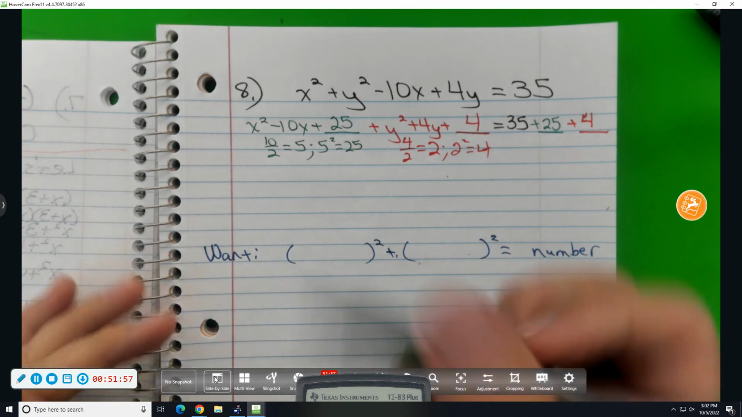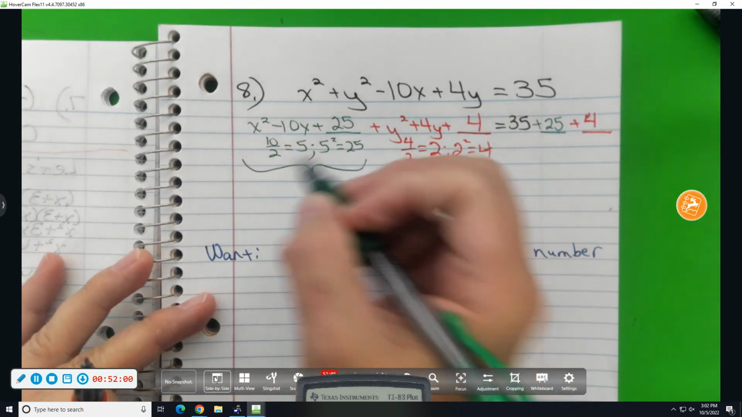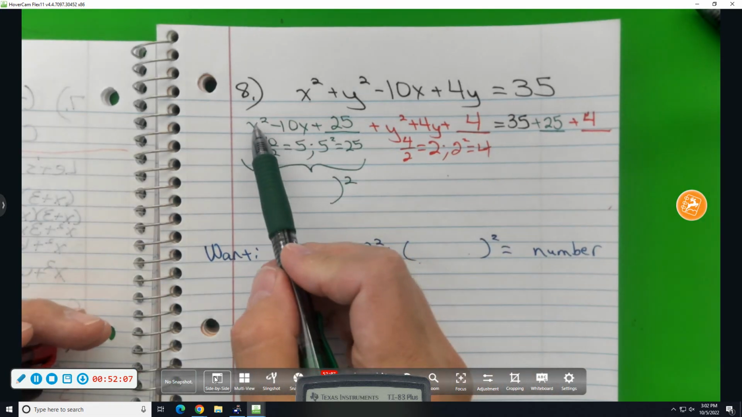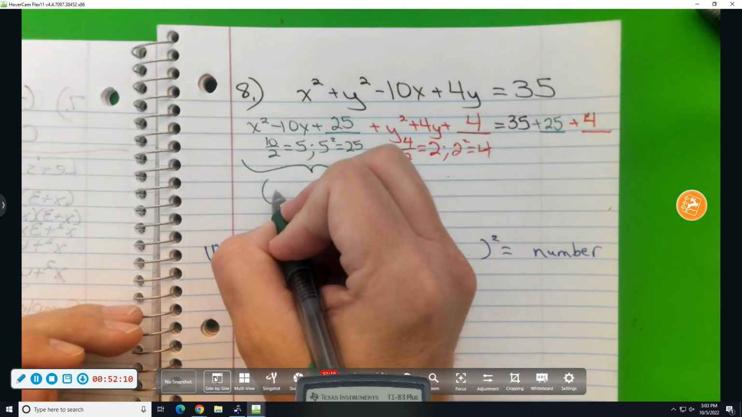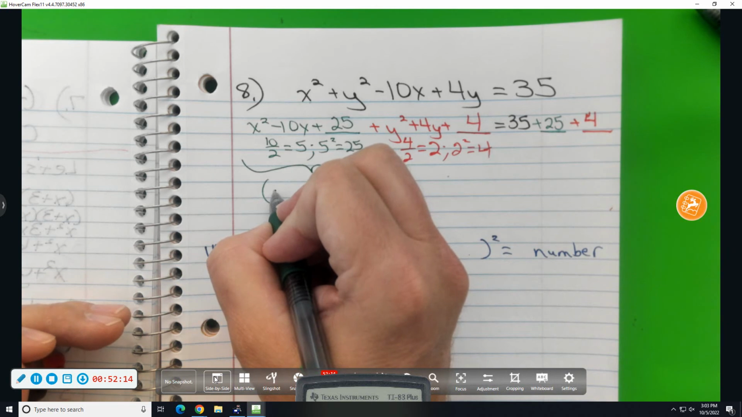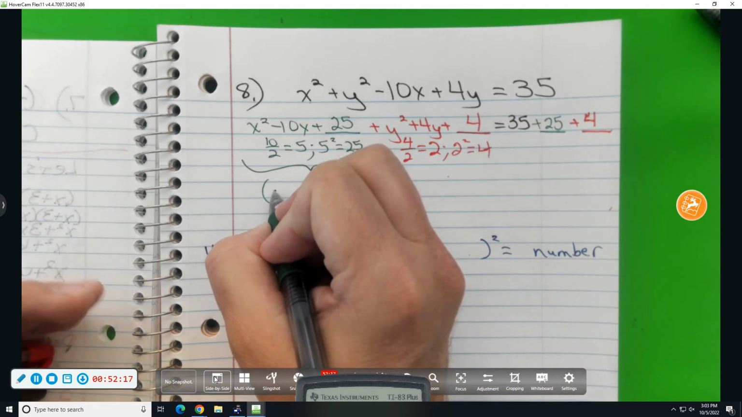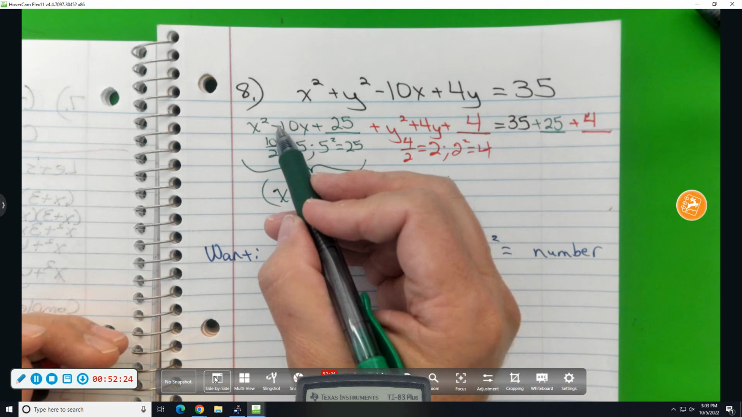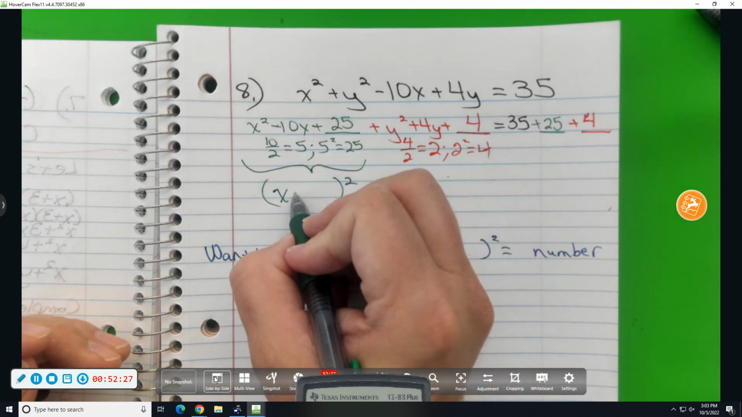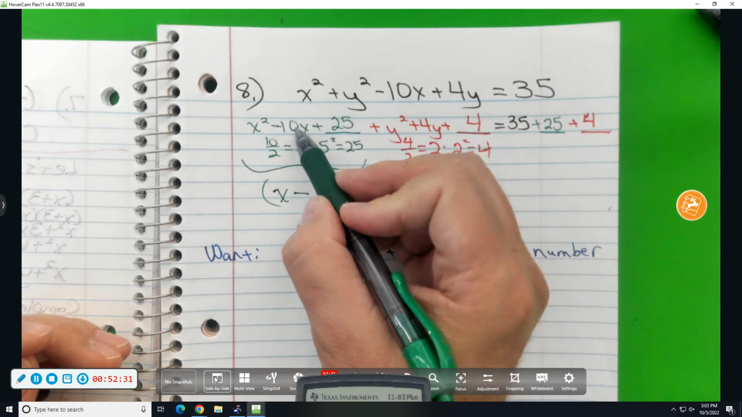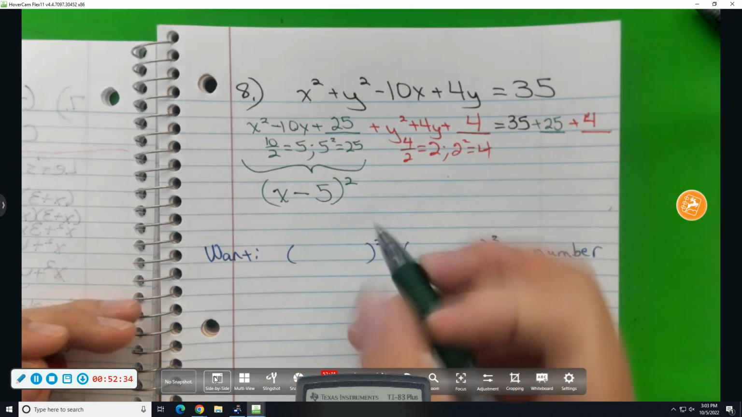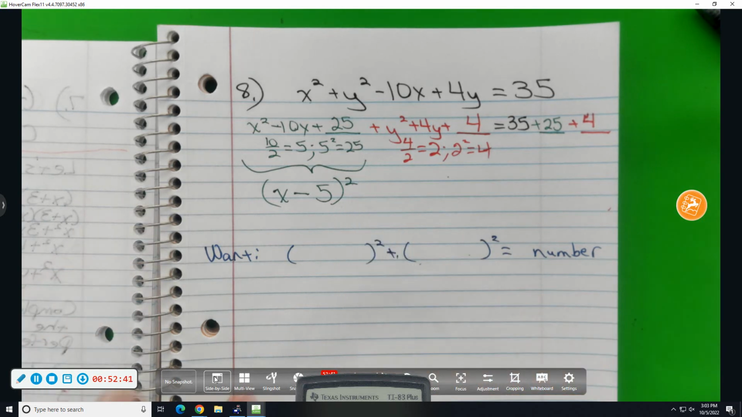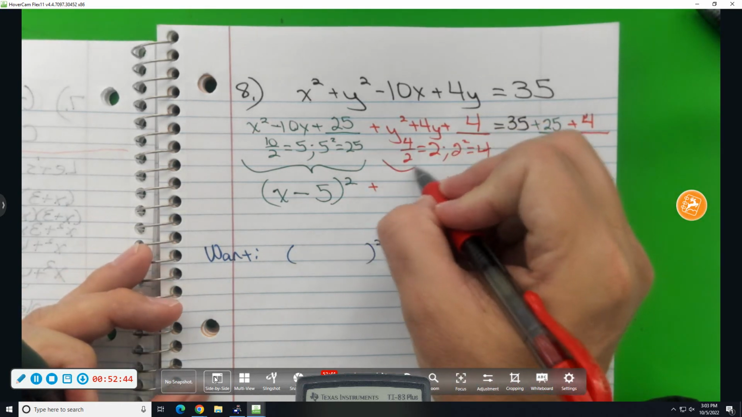We can now factor the trinomials. Remember I said there was a pattern: variable, sign, half of that number, quantity squared. What am I going to start with here? We're factoring x squared minus 10x plus 25. X, sign, and half of 10 is 5. It factors as variable, sign, half of that number, quantity squared.